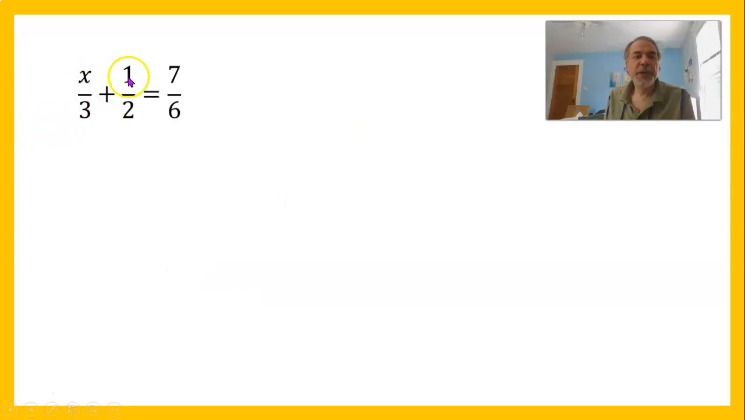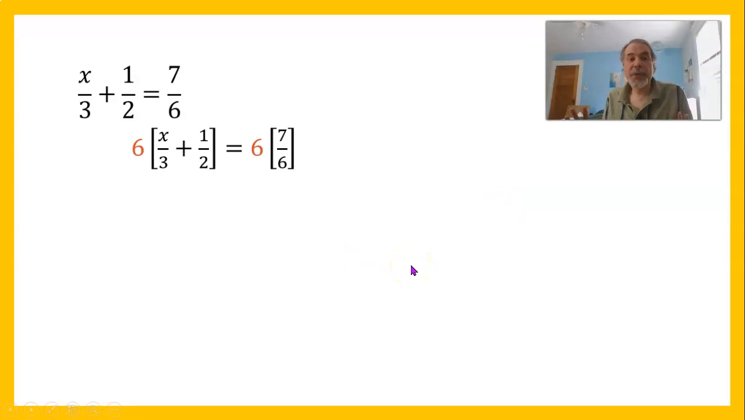Try this one. x over 3 plus 1 over 2 equals 7 over 6. Okay, here there's more than one fraction involved. They have denominators of 3 and 2 and 6. But what's the lowest common denominator? What's the lowest thing that is divisible by 3 and by 2 and by 6? Well, how about 6 itself? You can do 6 divided by 3, 6 divided by 2, and 6 divided by 6. So I'm multiplying both sides by 6.